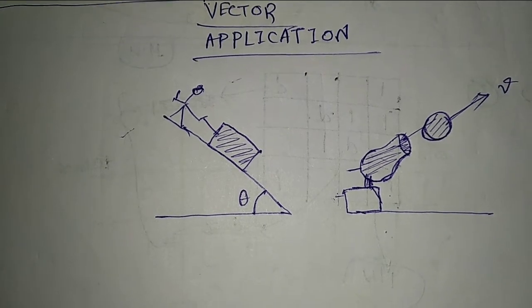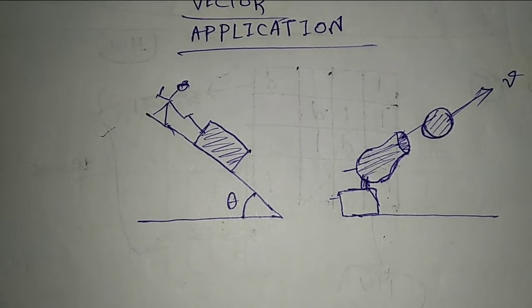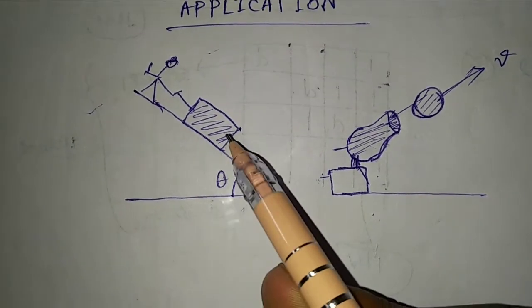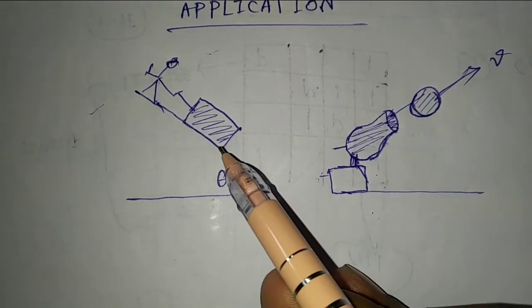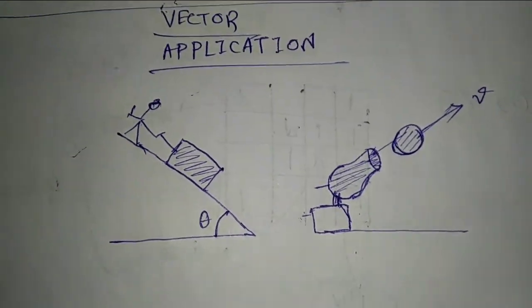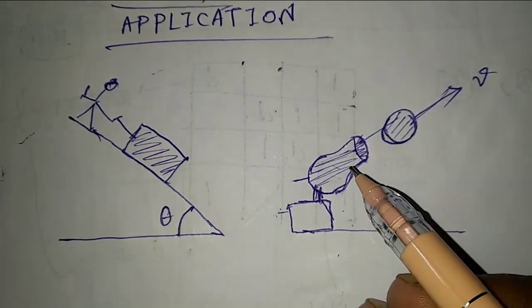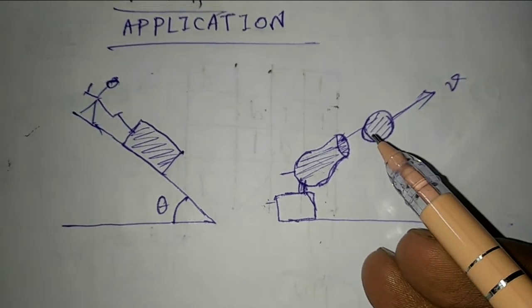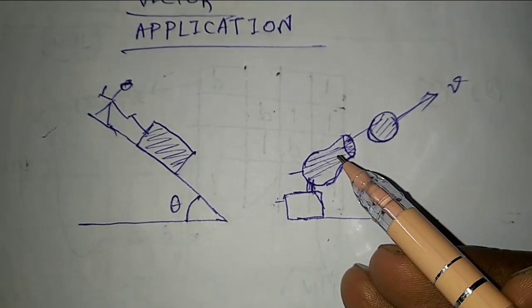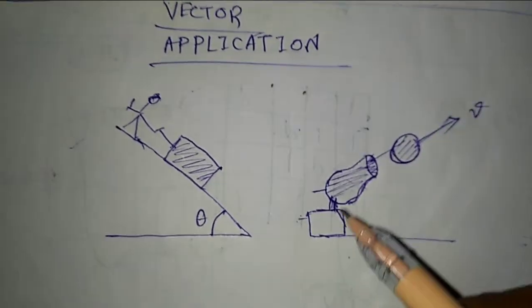Hello friends, today I am going to discuss the application of the vector. A very interesting problem. First we will discuss this easy problem, then we will come into this. Suppose this is a gun, or something that is firing a bullet, or you can understand it as a bowling machine or something.